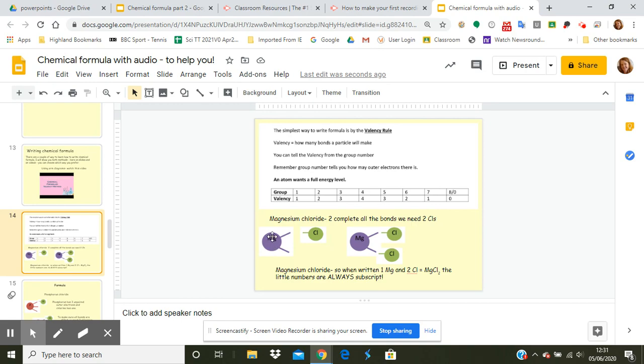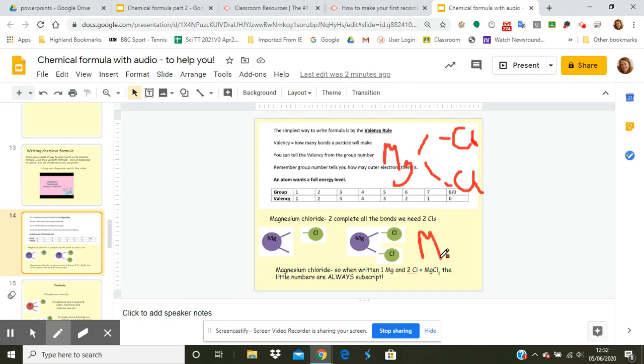So for magnesium chloride, you take magnesium, and here we go, magnesium. Now it's got a valency of 2, so it's going to have 2 arms coming out of it. Chlorine has a valency of 1, so the chlorines only have 1 arm here. You need to have both arms of everything covered, so you need 2 chlorines. Hence, that's why you've got MgCl2.